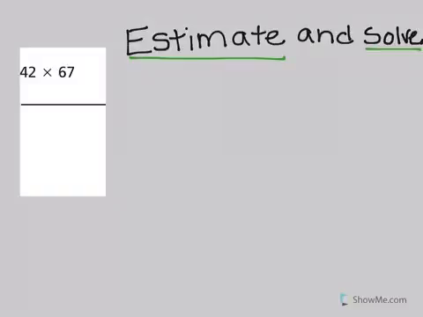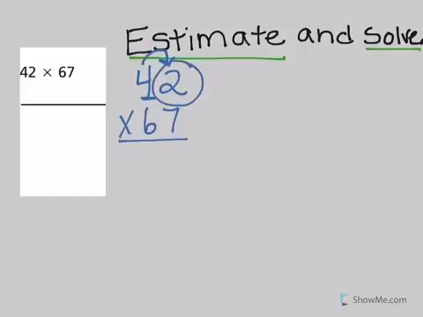So I have to multiply 42 times 67. First, I'm going to estimate. To do that, I need to round both of my numbers to the tens place. I underline the 4, draw my arrow to the 2. The 2 is less than 5, so I add 0 to the 4. So this now becomes 40.